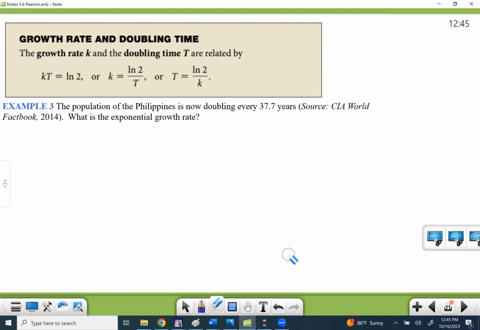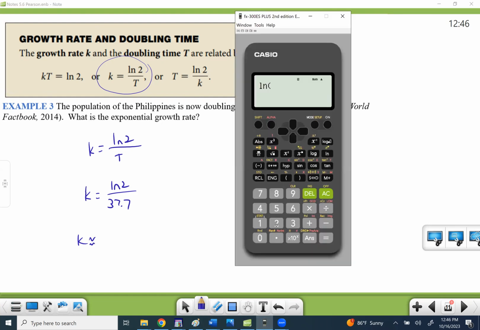All right. The population of the Philippines is now doubling every 37.7 years. What is the exponential growth rate? So we probably want to use this formula because this one finds K, the rate. Okay, so we're going to go ahead and put in the time, 37.7, and then we'll just have our calculator spit that out for us. Make sure you're closing those parentheses on your calculator. You could be getting these wrong.